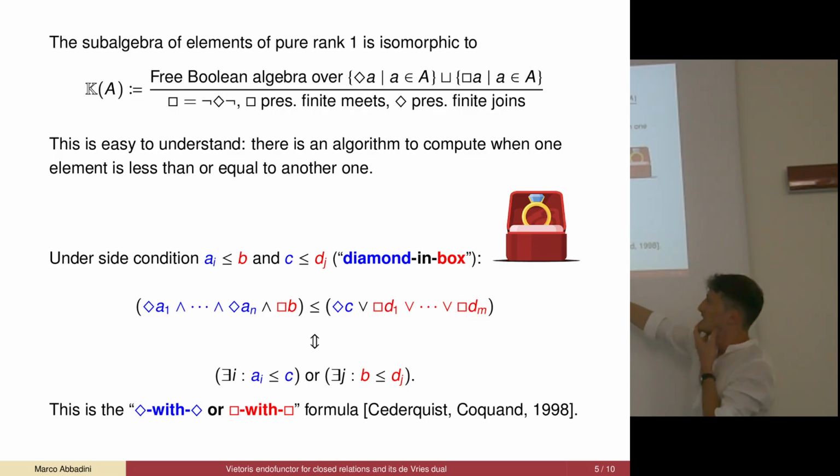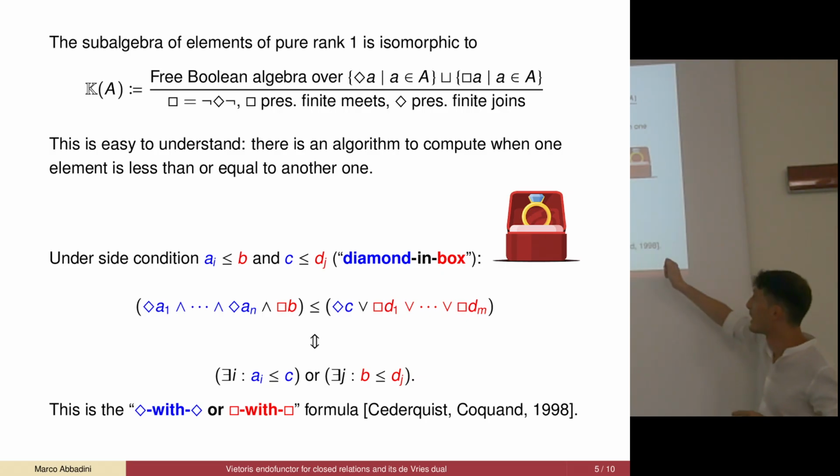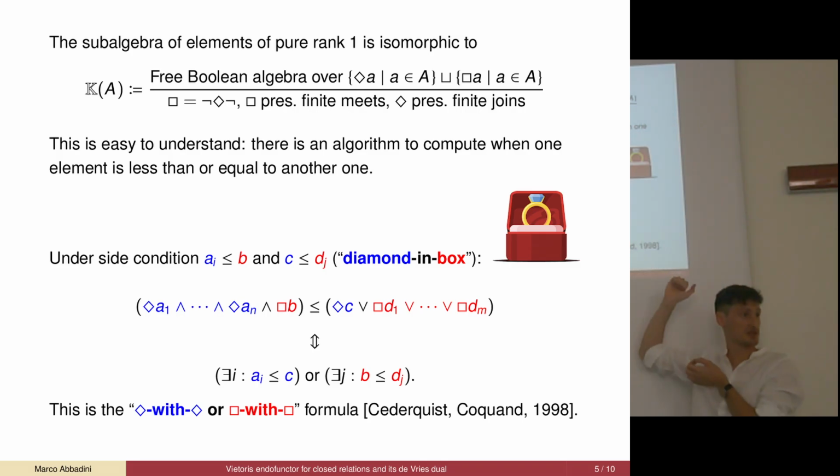So this says that either a diamond element on the left is below the diamond element on the right, or the box element on the left is below one of the box elements on the right. And so essentially we can name this the diamond with diamond or box with box formula. What's interesting about this is that it's the most trivial sufficient condition for the above inequality to hold, and quite nicely it's also necessary.